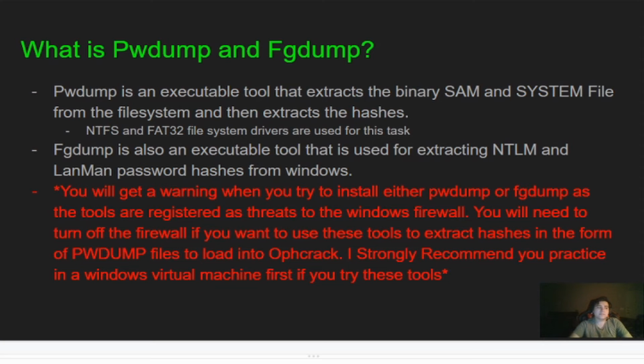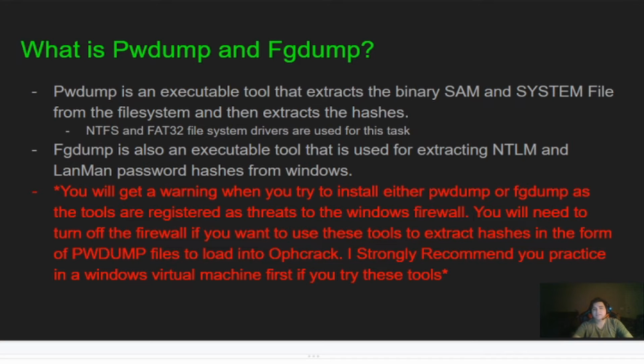Now, there are two tools that I'm going to use in the upcoming demo. They're called pwdump and fgdump. So what are they? pwdump, to start off, is an executable tool that extracts the binary SAM and system file from the file system, and then extracts the hashes along with it. And it uses the NTFS and FAT32 file systems for this task.